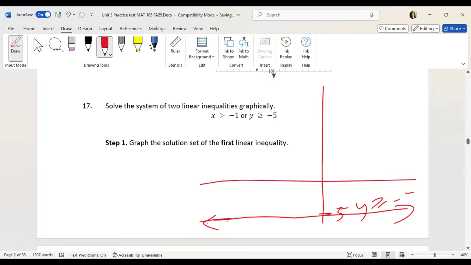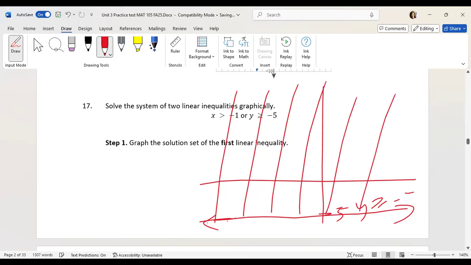How do we shade this one? If I pick a point here, 0 is not greater than negative 5. That will be false. Let's pick a point here. Yes, 0 is greater than negative 5. So I will shade the region to the right, because the region to the right satisfies the inequality y is greater than or equal to negative 5.